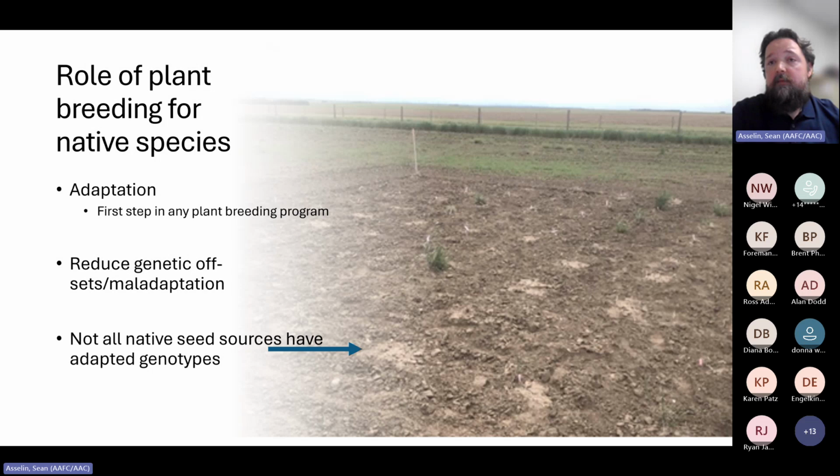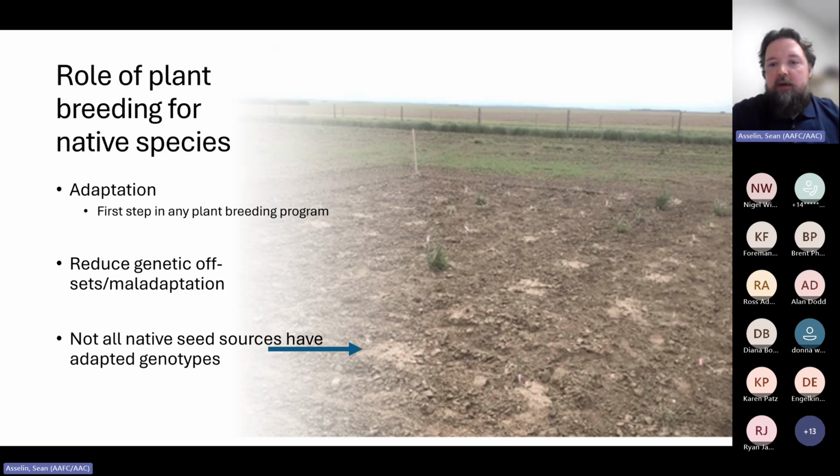So we do quite a bit of adaptation work here in Swift Current. And this is really with the goal to reduce negative outcomes. When a producer purchases seed of a native species, we want to make sure it's actually adapted and it actually grows as a perennial within its intended ecoregion. And this is to reduce potential maladaptation, also known as genetic offsets, where we have failure to establish or we have failure of materials to persist.